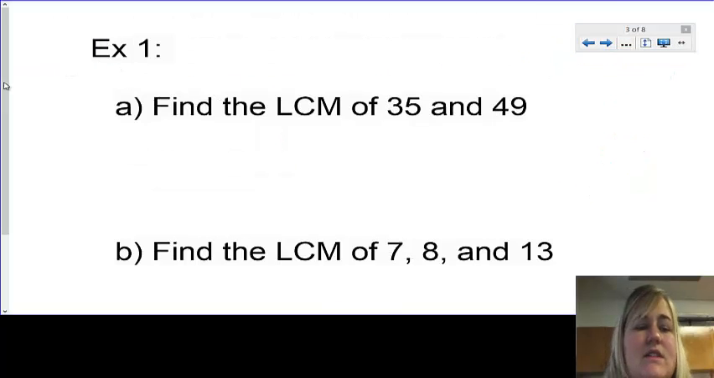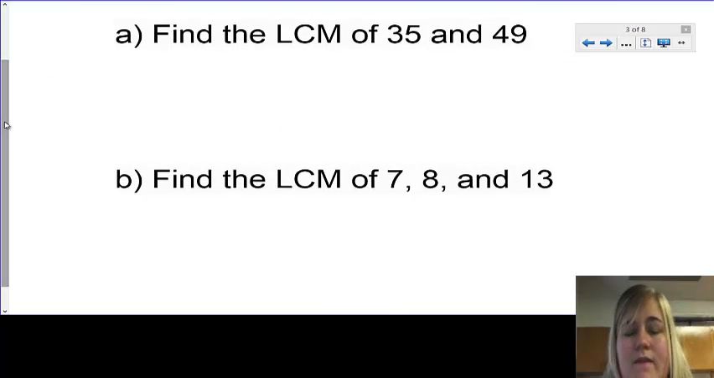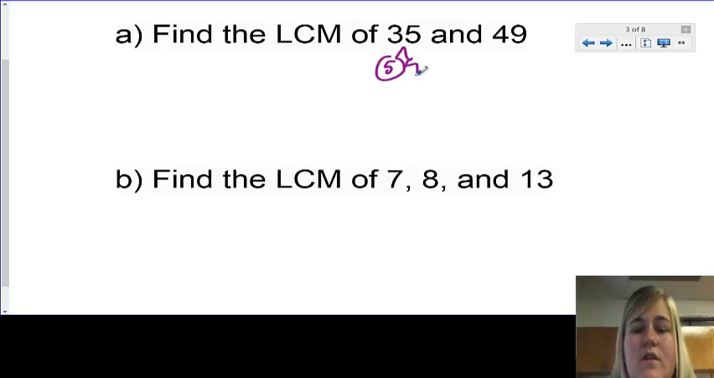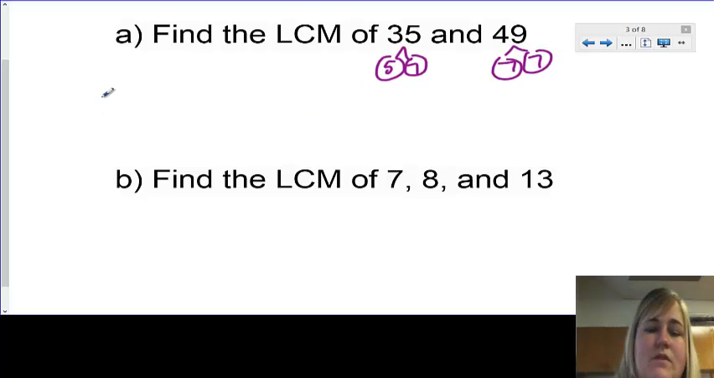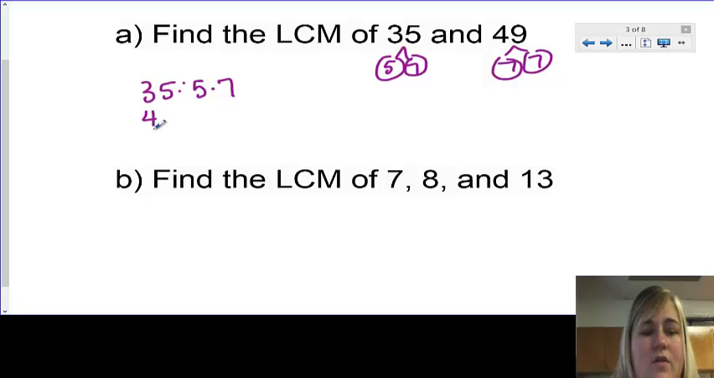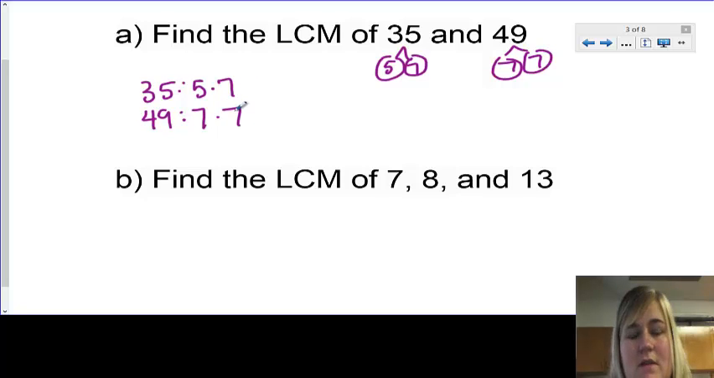So we're going to start each of these the same way, and that's going to be by writing the prime factorization. So 35, we will say, splits into 5 times 7. Both of those are prime. 49 splits into 7 times 7. Both of those are prime. So I'm going to list it out. 35 is 5 times 7, and 49 is 7 times 7. So I have 5 times 7 and 7 times 7. I am dealing with 5's and 7's. So I'm going to take the biggest group of each for my LCM, or my least common multiple.